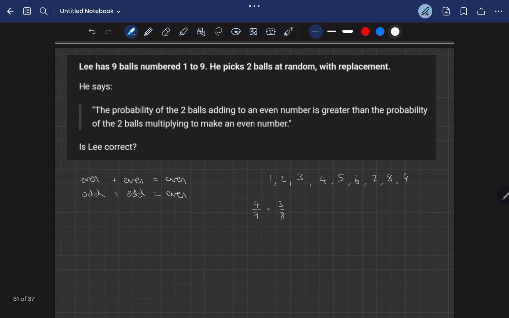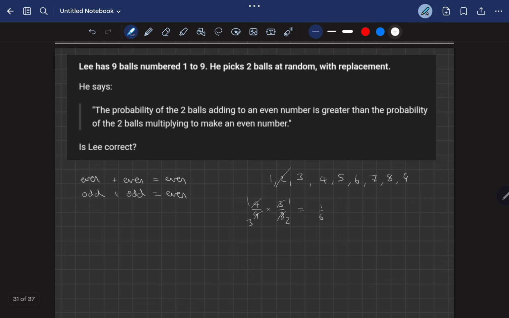So that means the total, say we picked 2 initially, we have 1, 2, 3, 4, 5, 6, 7, 8. You have 8 balls left. Out of these 8 balls, we only have 1, 2, 3 which are even. Hence why we're doing this. And I can just cancel, so we get 1 over 6.